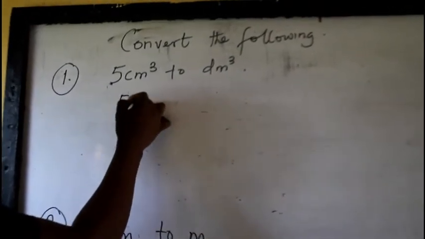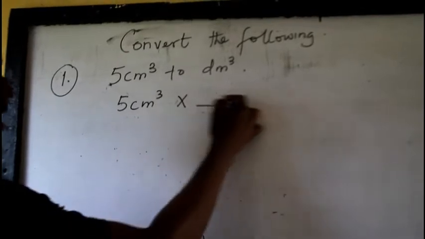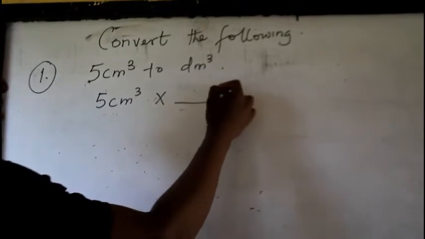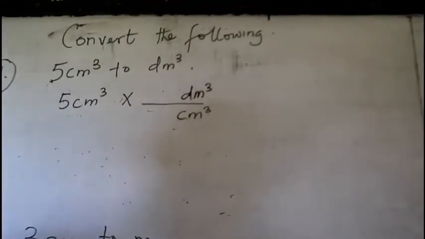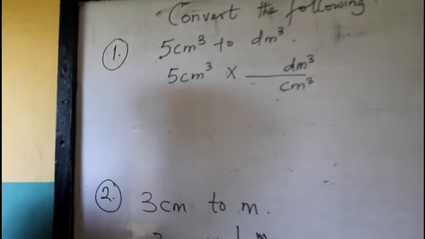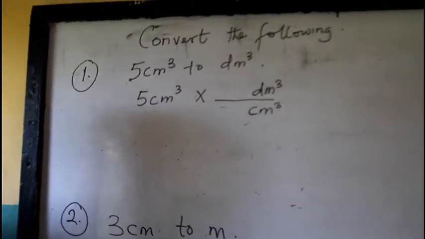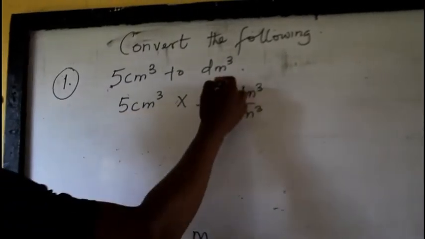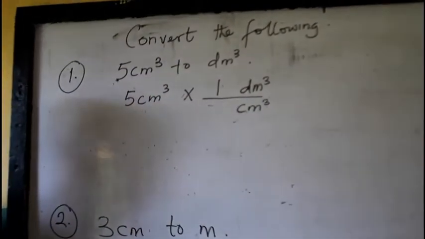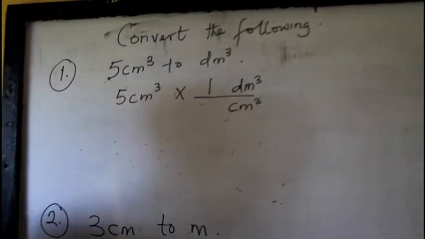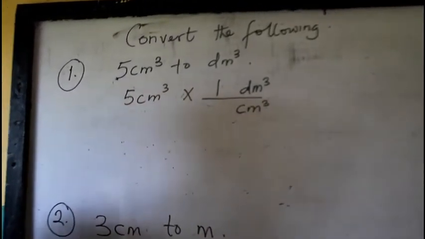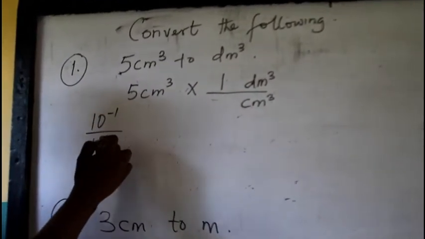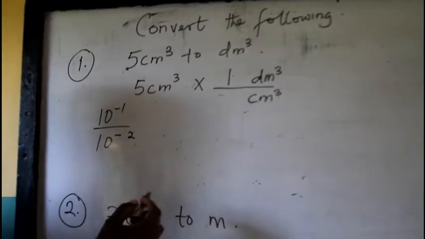So we have 5 centimeter cube multiplied by a fraction. Which one comes down? Centimeter cube comes down. And which one goes up? Decimeter cube. As simple as that. Now the first thing you need to ask yourself is which one is greater, decimeter or centimeter? Decimeter is greater, so you have 1. Thereafter, you compare decimeter and centimeter: that's 10 raised to power minus 1 over 10 raised to power minus 2.